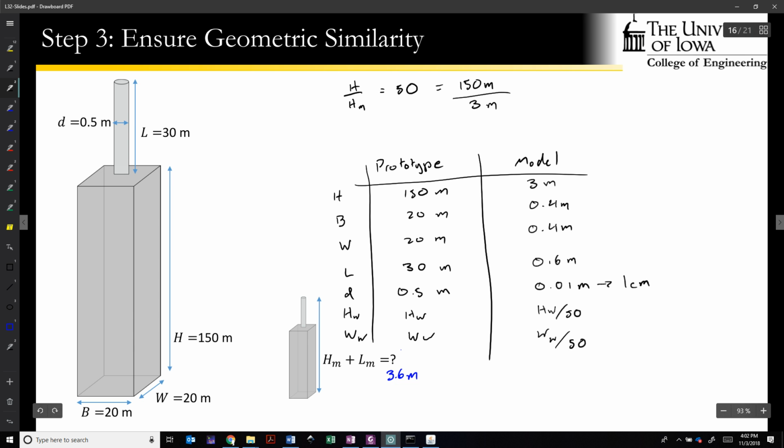Okay, so this is all that goes into geometric scaling, or maintaining geometric similarity. It's the idea that every feature gets scaled by the same amount.